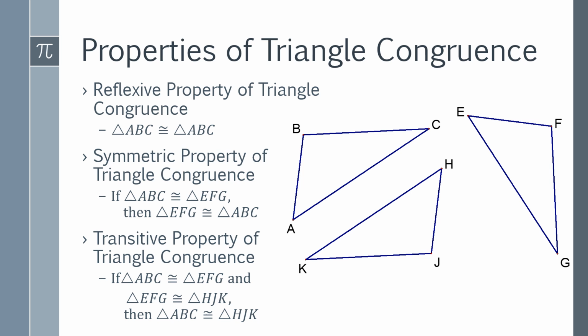Same concept, symmetry. The transitive property is if I have two triangles right here, I say that triangle ABC, this one here, is congruent to this one. And EFJ is now congruent to this one. Well, then these two are now congruent.